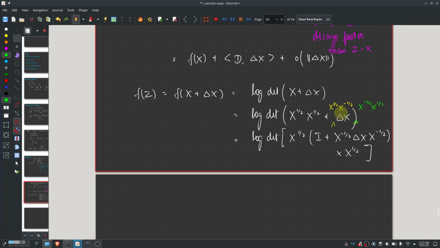Yeah? Which one? Sorry, which one? The first term. So this is x power half into x power minus half, which this one? Correct. That came out on the right hand side.